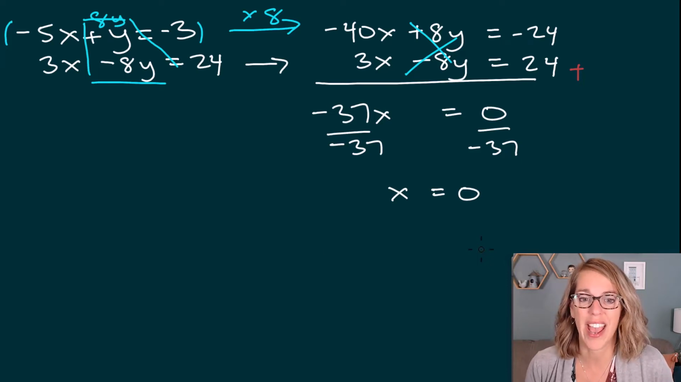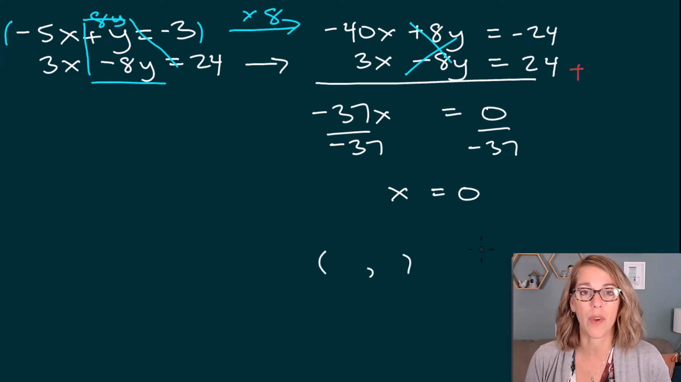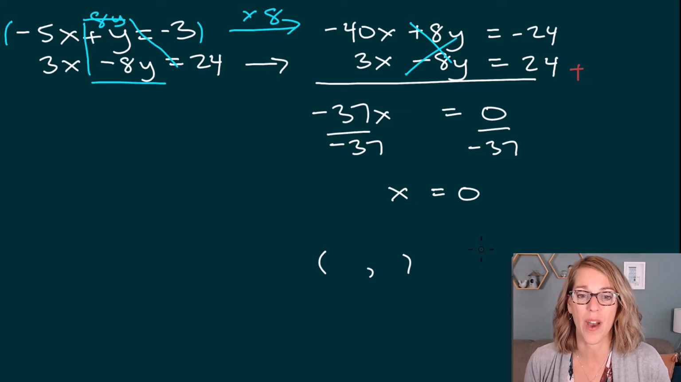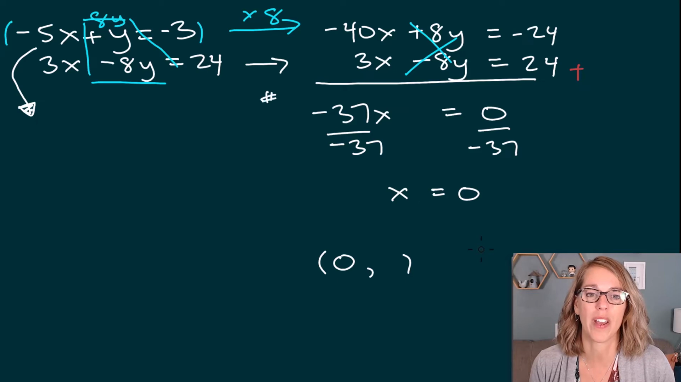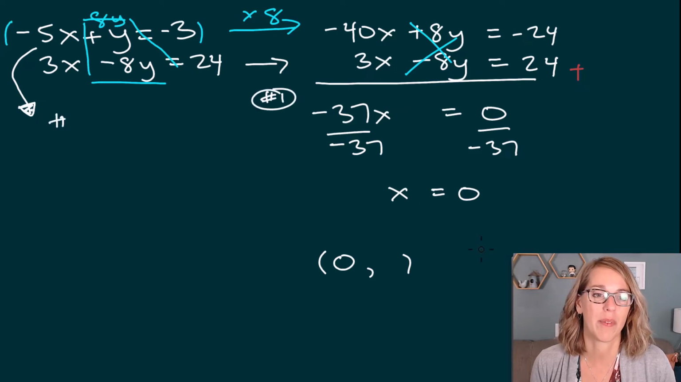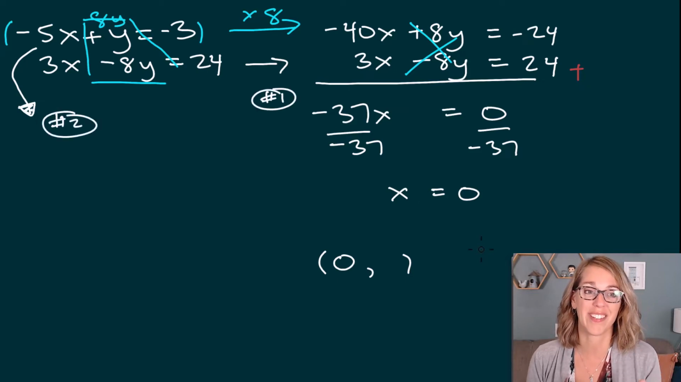Now remember, that's only half of my answer. My answer is going to be a point, and I need it to be an x comma y. Right now I've got 0. I need to go and find my y. So as I'm looking for my y, you can take either of your equations. We're going to call this step number 1 over here. Let's call this step number 2, finding our second variable.